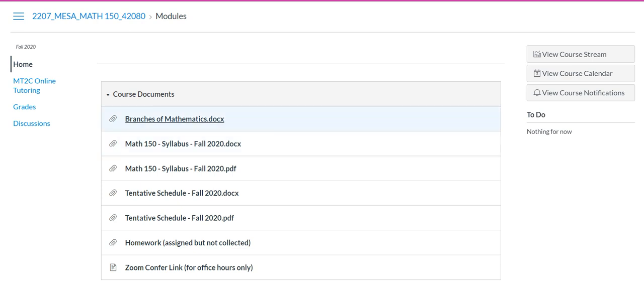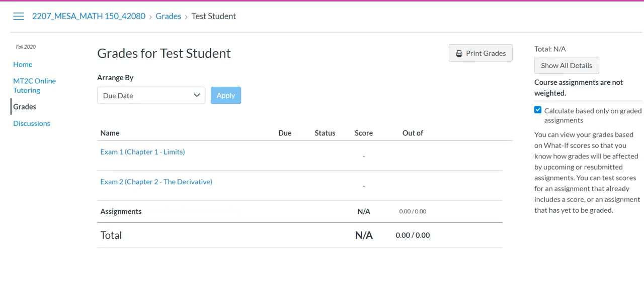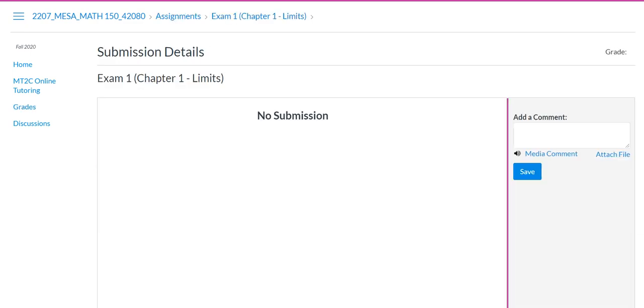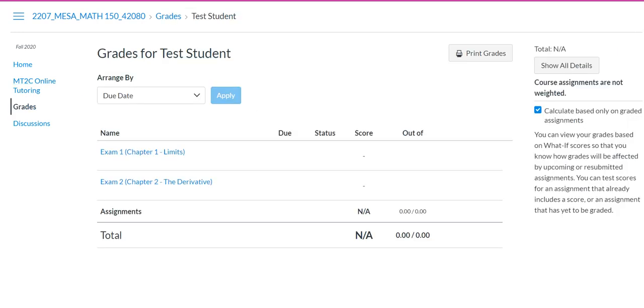So I went over all of these documents. I talked about tutoring, no grades. There's no grades, but here's where you would check your grades, I suppose. There you go. There's nothing here, so if you click on it there, you'll see there's nothing. You see that I have no submissions. That's just a placeholder for me, just so I know that I have to put something there. Exam 1, exam 2, 3, 4, 5, 6, like that.